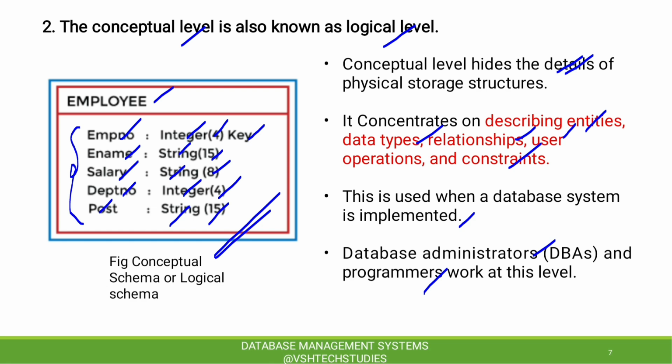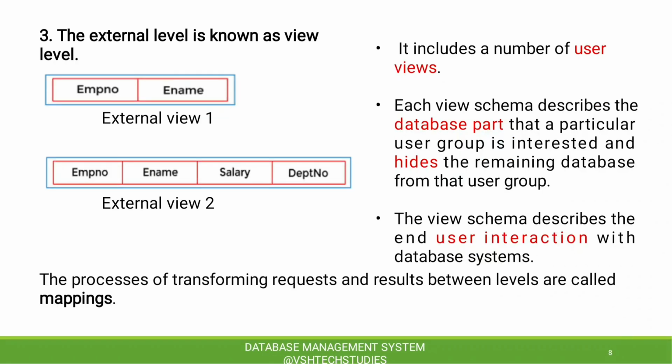storage structures. Okay. Next, the third and last level is the external level, which is also known as view level schema. It includes a number of user views. So this is view 1, view 2. The first viewer is viewing only 2 columns of the employee table. Though there are 5 columns, in his view he is looking at only 2 columns, that is the EMPNO column and the ename column. The second user is viewing 4 columns of data. One column is hidden here.